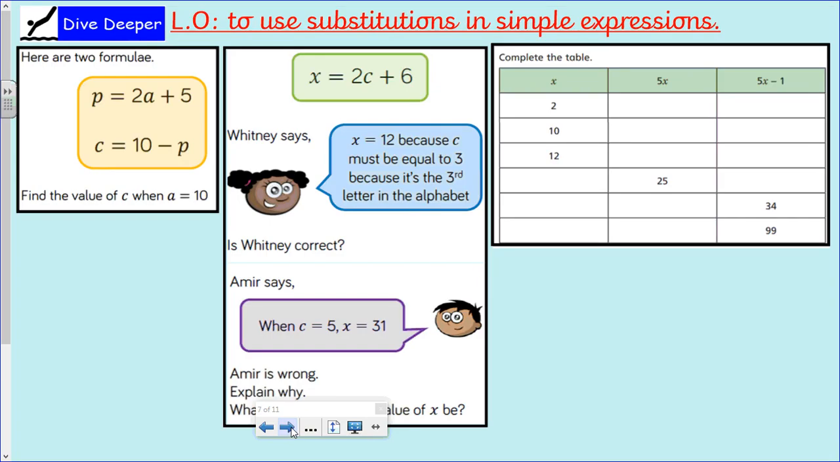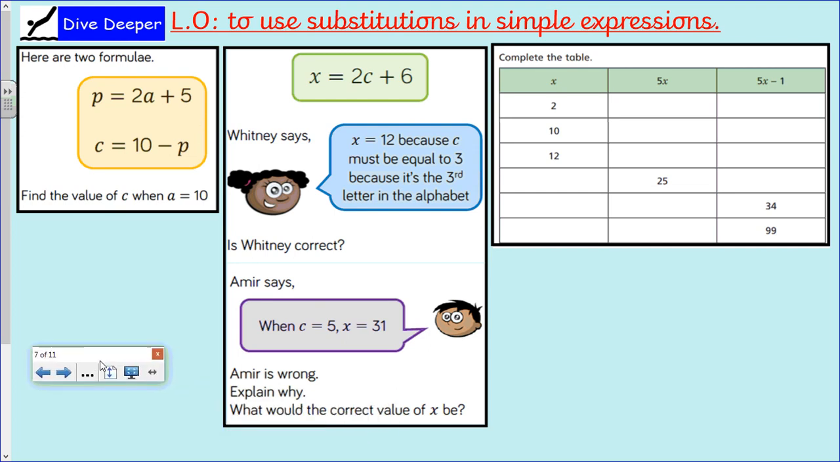Okay, just a brief one for dive deeper then. There's two formulae here. Can you find the value of C when A is equal to 10? So if A is 10, can you work out the value of C? They're linked together. You've got to put A into this one first to work out what P is, so that you can then know what P is for here. Okay, hopefully that will make some sense.